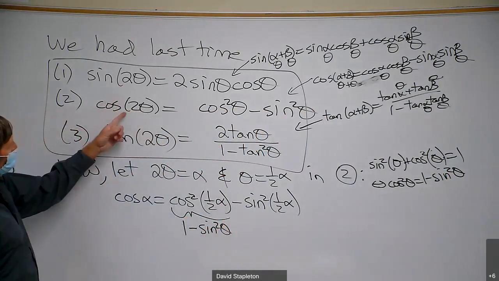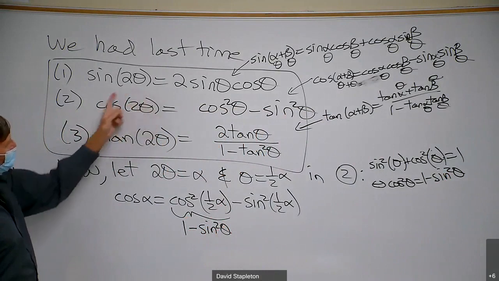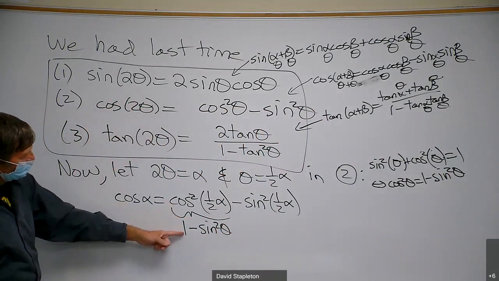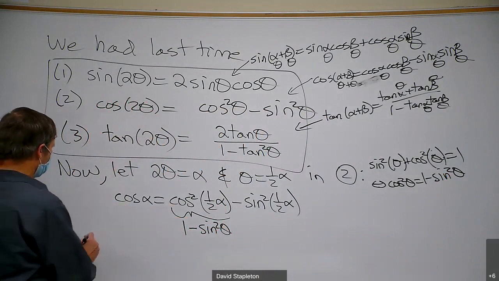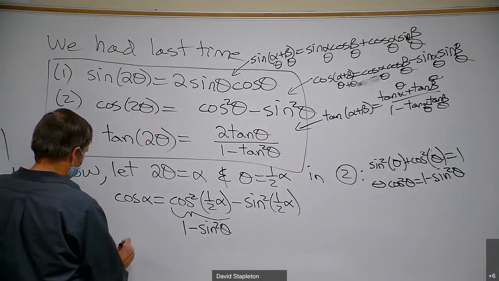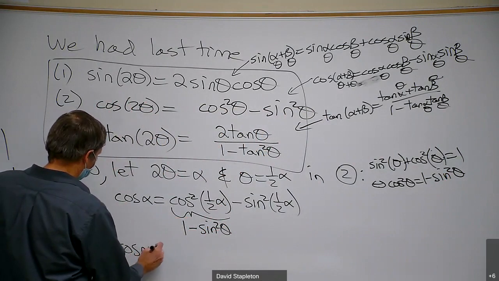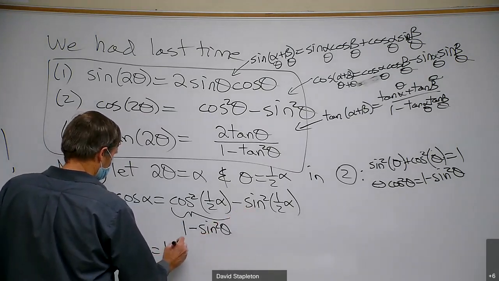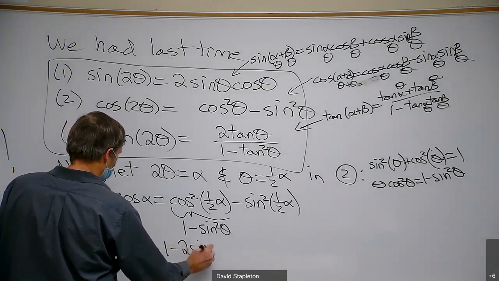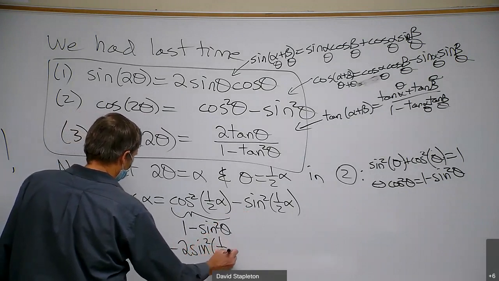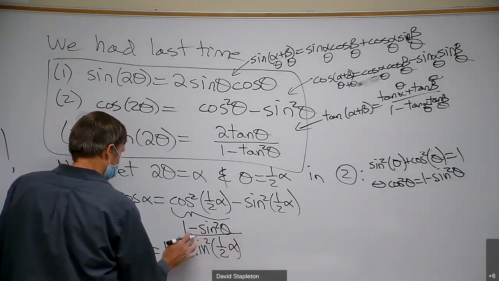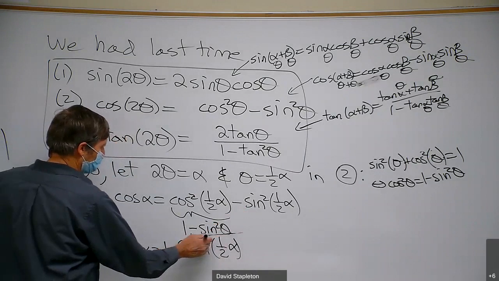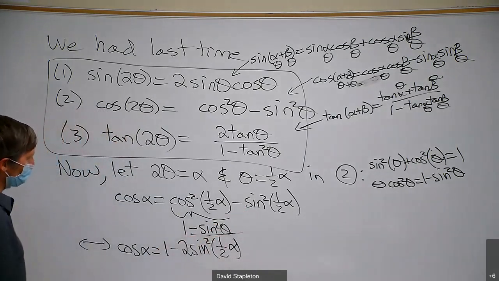So let 2 theta equal alpha in this equation. You get a half angle equation. Replace cosine squared with 1 minus sine squared by the Pythagorean identity. And get equivalently now, cosine alpha equals 1 minus sine squared minus another sine squared, which is 1 minus 2 sine squared. Now I've got a formula that just has sine of 1/2 alpha. I can solve for sine of 1/2 alpha.